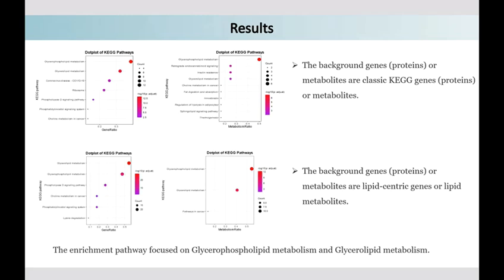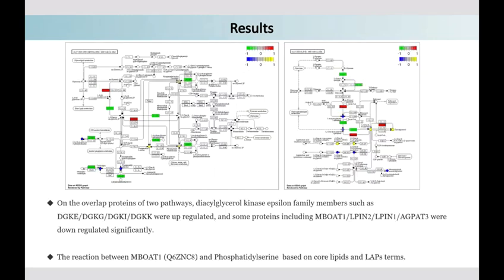Through the above analysis, we found that the enrichment pathways focused on glycerophospholipid metabolism and glycerolipid metabolism. By using the visualization of DBLiPro, the differentially expressed lipid-associated proteins and lipid metabolites were integrated together in both glycerophospholipid and glycerolipid metabolism pathways.